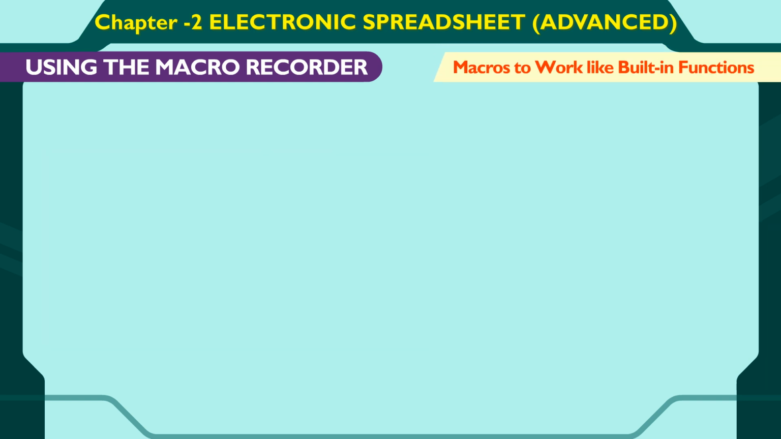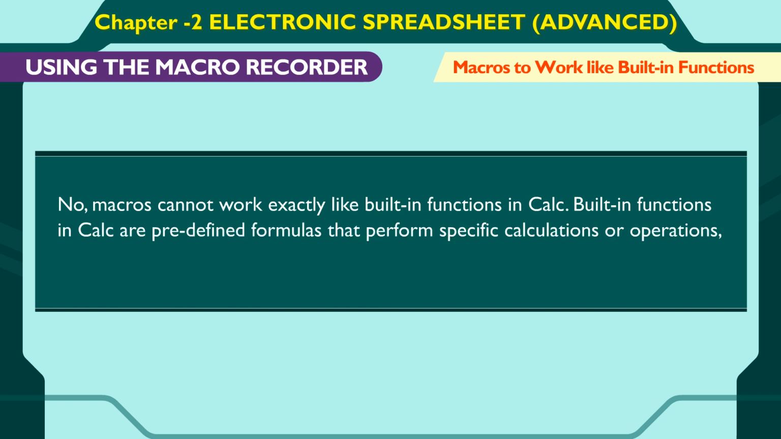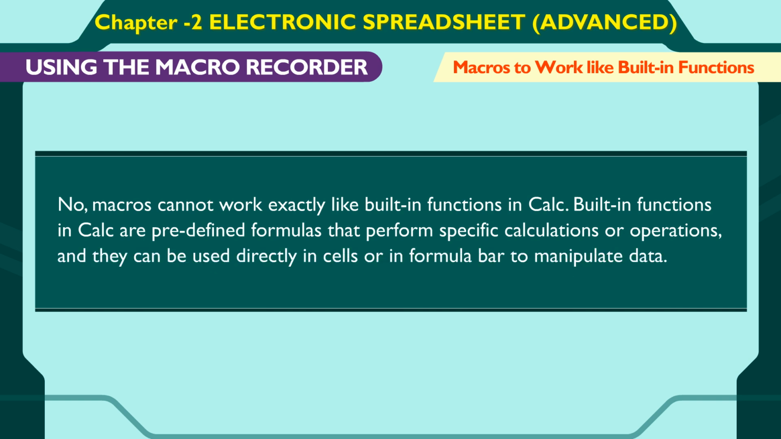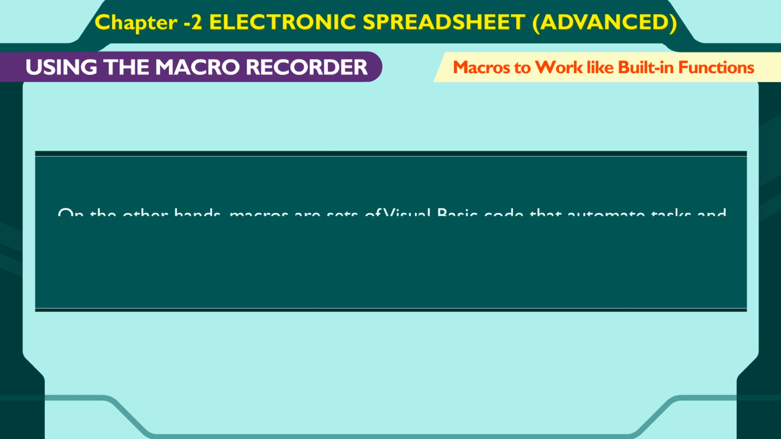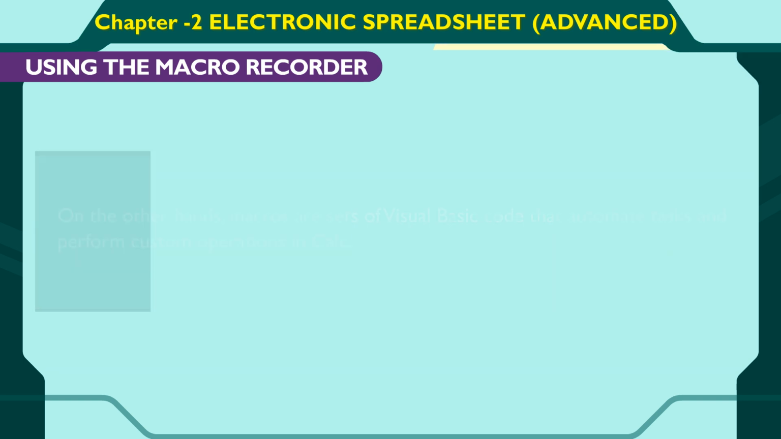Can macros work like built-in functions? No, macros cannot work exactly like built-in functions in Calc. Built-in functions in Calc are predefined formulas that perform specific calculations or operations, and they can be used directly in cells or in the formula bar to manipulate data. On the other hand, macros are sets of Visual Basic code that automate tasks and perform custom operations in Calc.